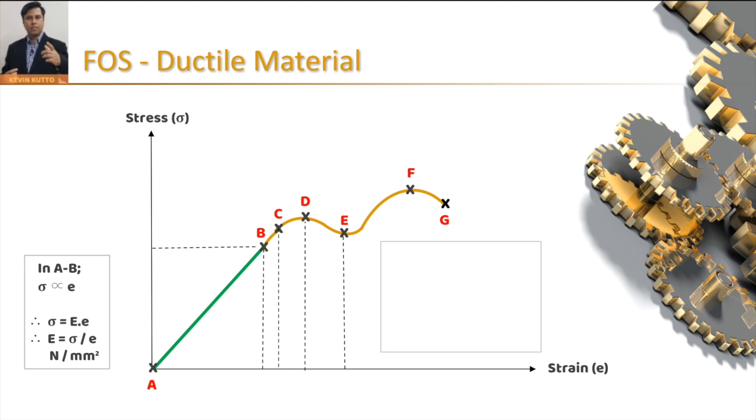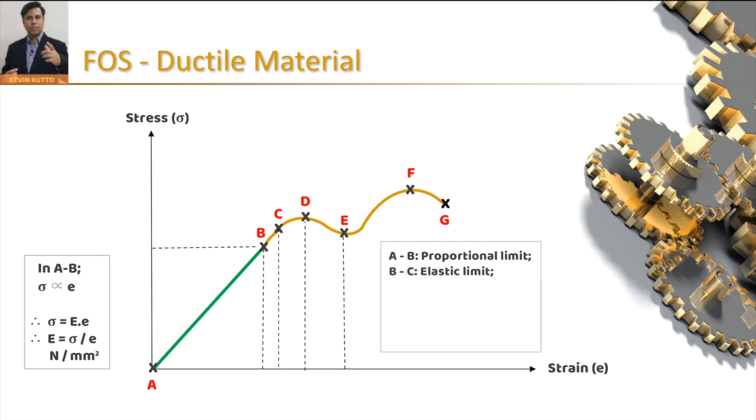We also know the unit of stress is Newton per mm square. Strain doesn't have any unit. That's why the unit of Young's modulus is Newton per mm square. Now, as soon as we cross region AB, now region AB is also known as the proportional limit because stress is directly proportional to strain, right?